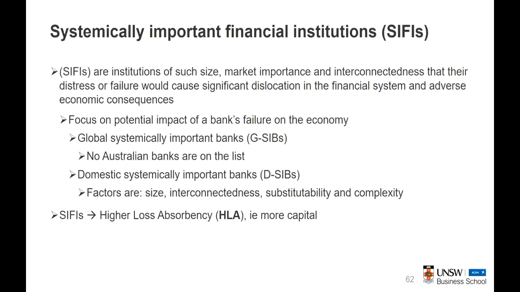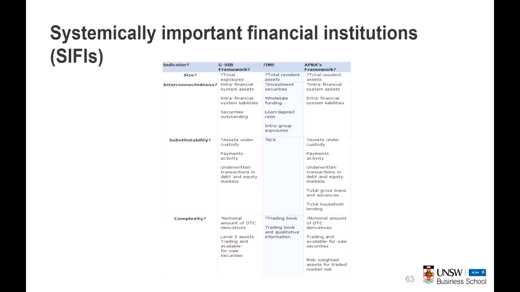The other element is domestic systemically important banks. So this is for regulators to assess their domestic industries and figure out if any of the banks are significant enough domestically to warrant additional capital. And again, you look at size, interconnectedness, substitutability, and complexity. And if you are systemically important, more capital. So APRA had a look, and they tried to assess what figures to use, how to assess banks to figure out are they systemically important or not.